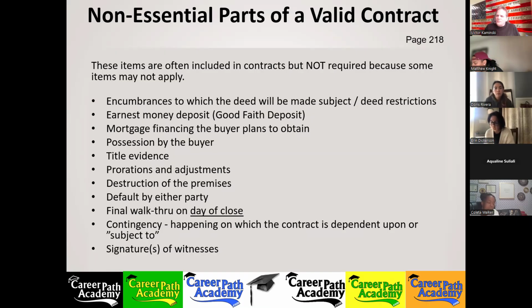Signatures of witnesses are not necessary for a contract to be valid. We, the licensees, are usually the witness. We witness the signature because we said sign here, sign here, sign here, right? So we're the witness. But if you don't sign as a witness, the contract's still valid. It only requires the buyer and seller, or landlord and tenant, to sign.